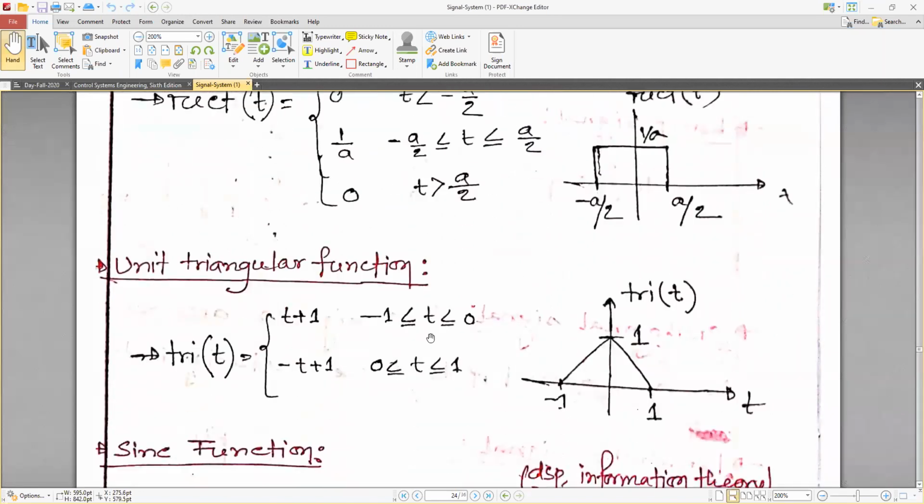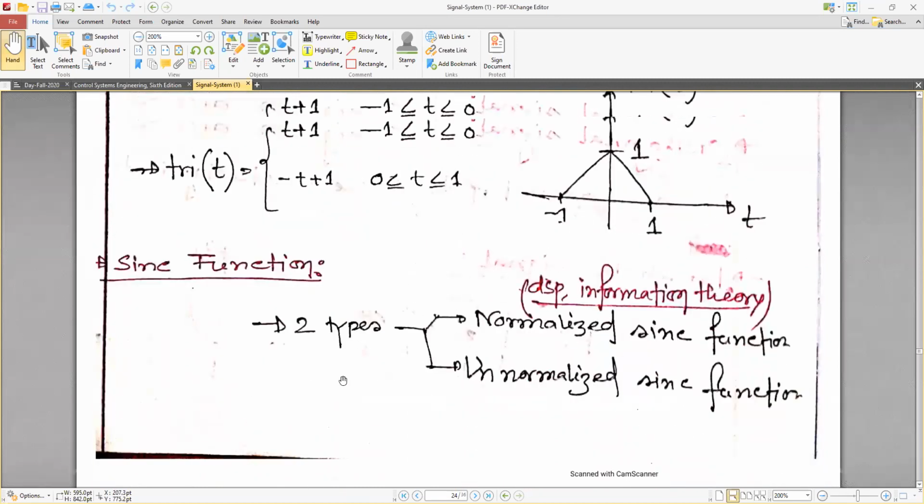And this kind of function is called the unit triangular function. When t is from -1 to 0, it is t plus 1. When t is from 0 to 1, it is minus t plus 1.